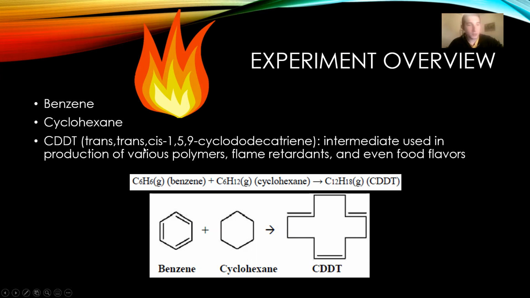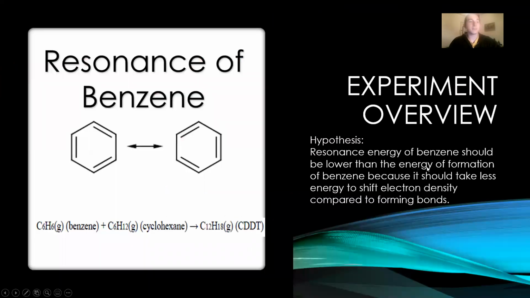But basically, CDDT, if you don't know, is an intermediate, and it's used in the production of a lot of different polymers, flame retardants, and even food flavors. So the one thing that the equation did not take into account is that benzene exhibits resonance, unlike cyclohexane, because it's a conjugated system of pi bonds, which is why benzene is drawn this way. So in this experiment, we're going to find all the variables in this equation, and what will be left is the resonance energy for benzene. That's the basic idea of the experiment.